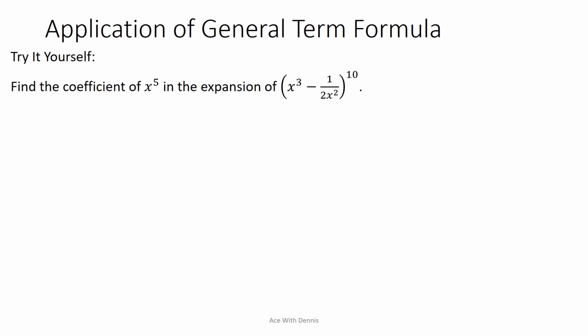Now, you can try this similar example yourself. Find the coefficient of x to the power 5 in the expansion of (x³ − 1/(2x²))^10. You can pause the video and try to do it yourself.